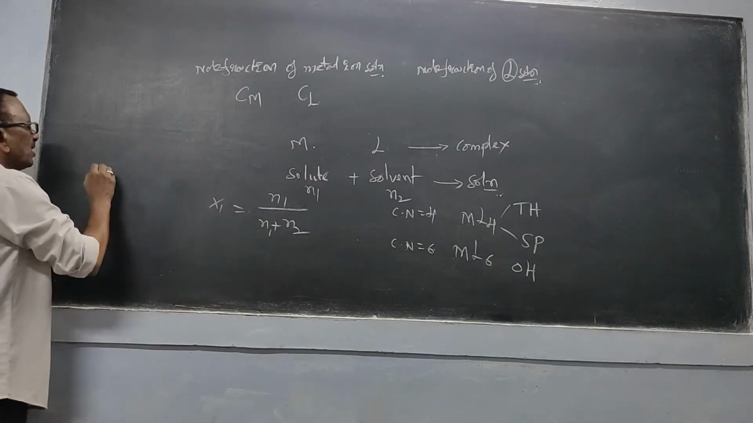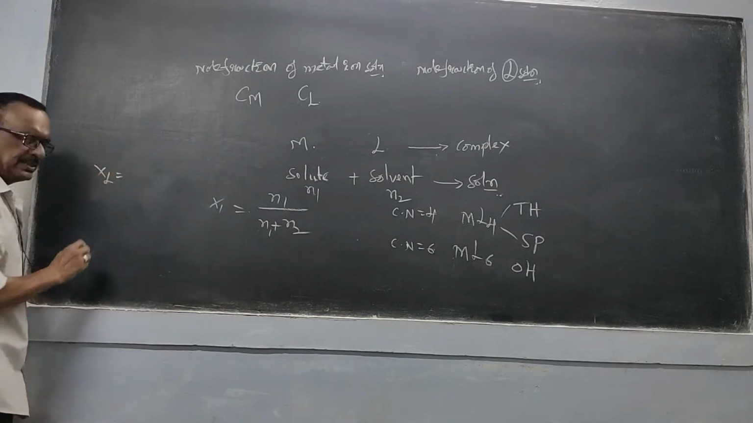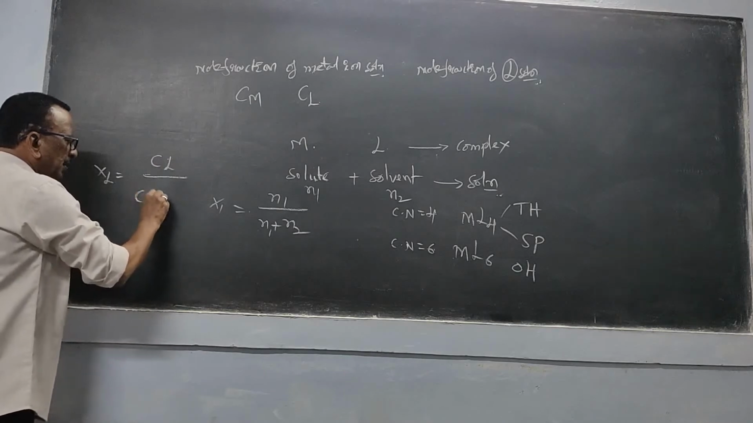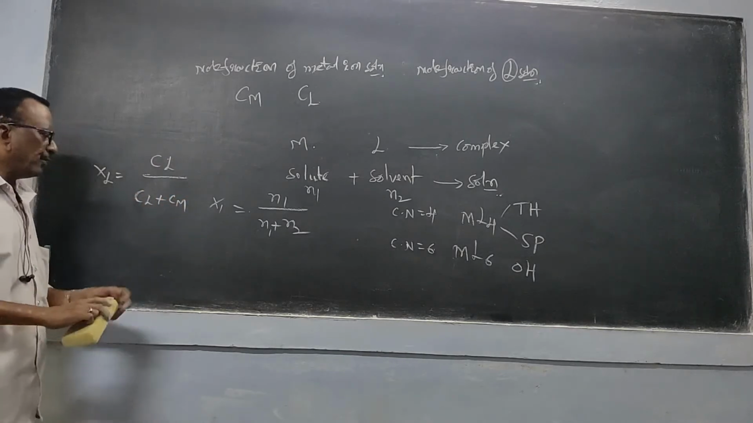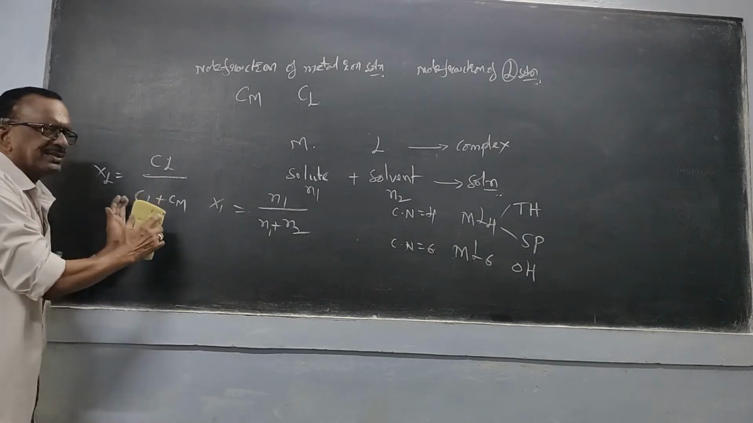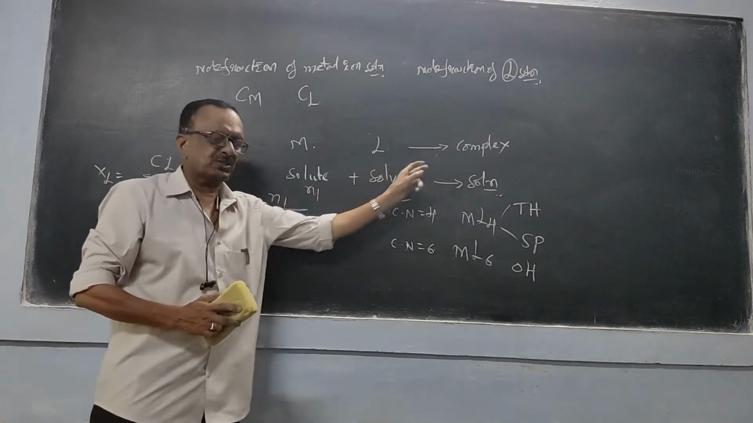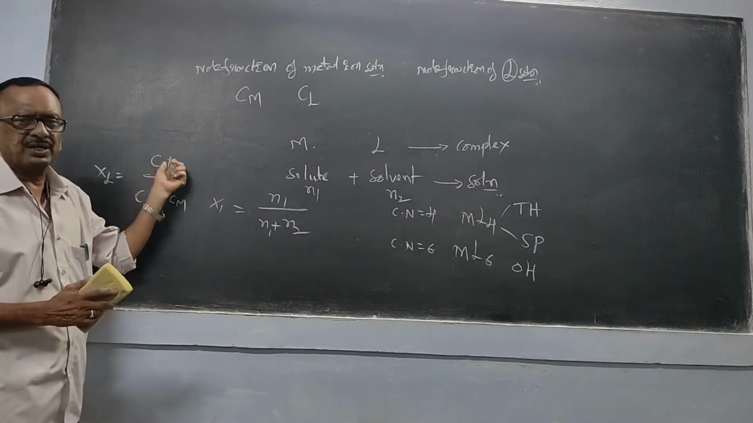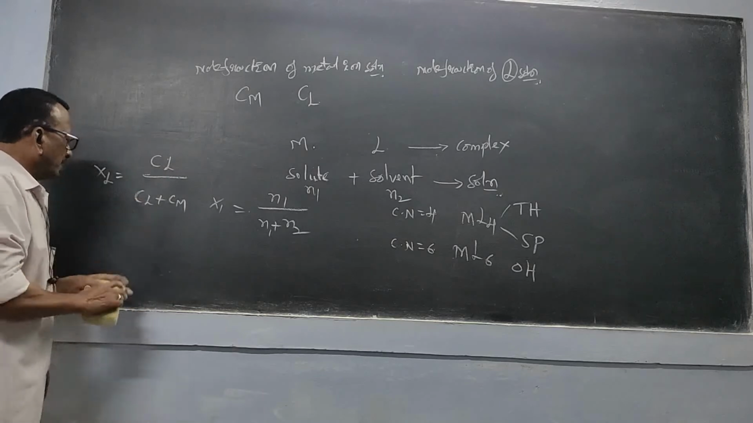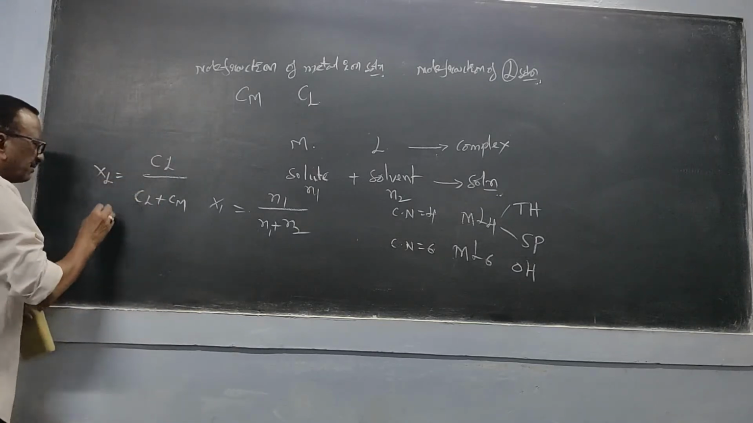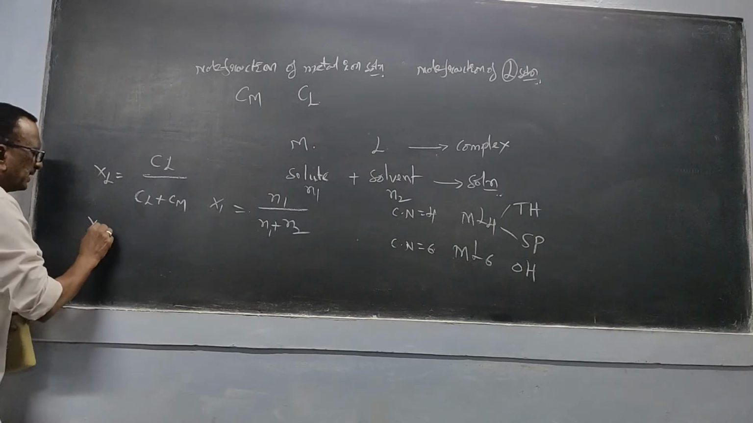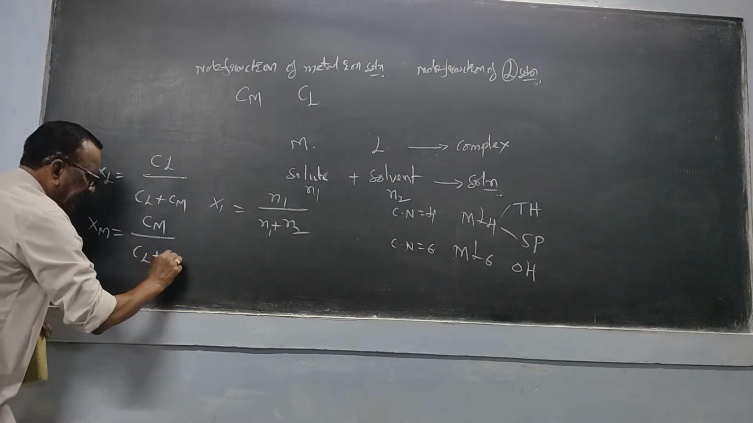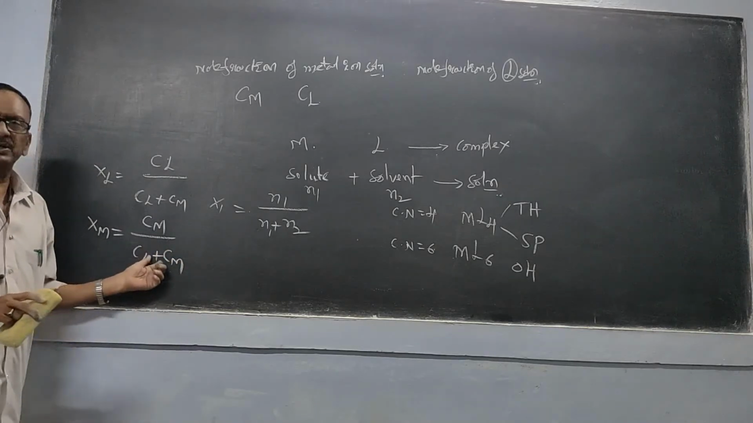That is the mole fraction of the ligand, say XL, is equal to CL by CM plus CL. Why have I written plus here? Because the total concentration in the solution, in the case of a complex, is present in the denominator. And CL is the concentration of the ligand solution. Now suppose I want the mole fraction of the metal ion solution, say XM, then I can write CM by CM plus CL. So the denominator term will change.